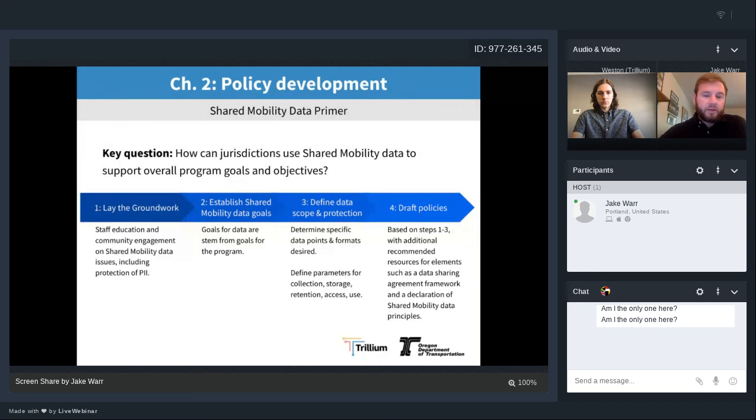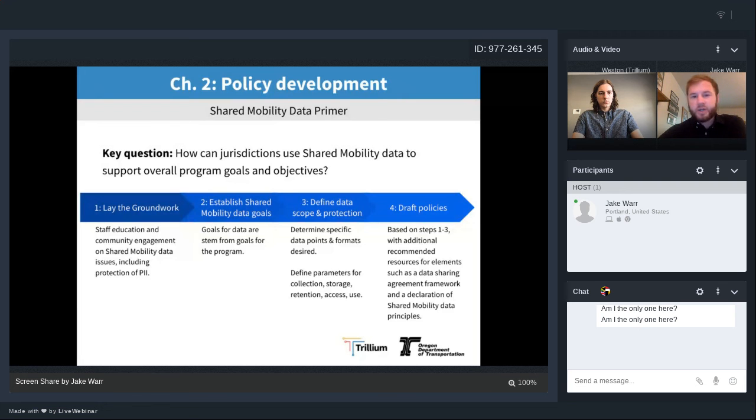Step 2, we recommend establishing shared mobility data goals, specifically goals for that data. And that is going to come from the goals for the overall program. But we think it's important that you look at what you are really trying to accomplish with this data, and how it is going to support the overall program. And then from there, you can move to step 3, which is specifically narrowing in on what the scope of that data is, and how it's going to be protected in reality.